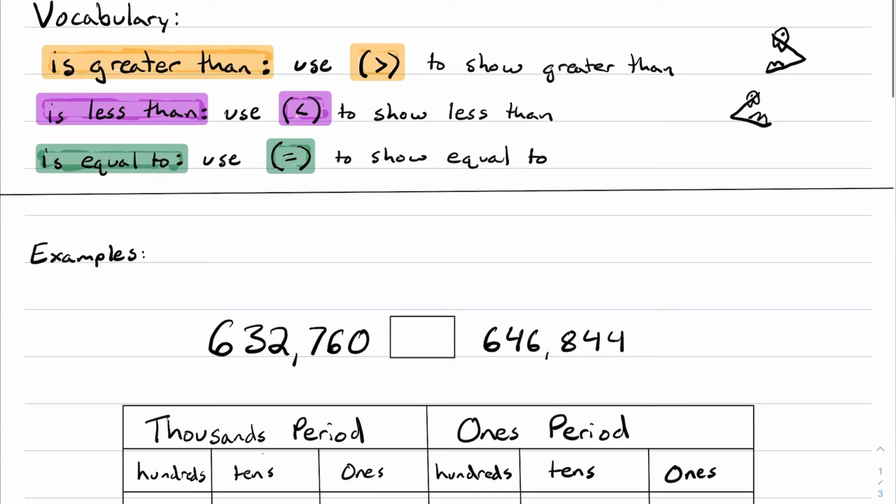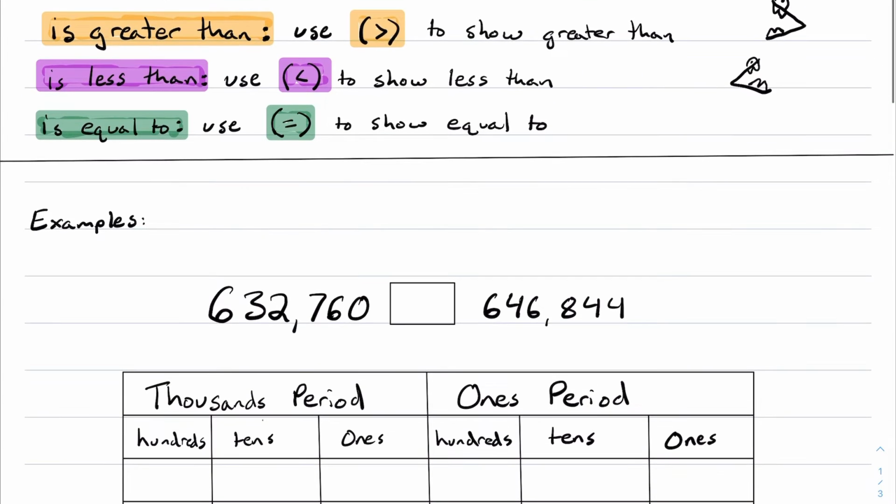So there's a few different ways that we can compare numbers. The first way, we can use a period table. So we have our ones period and our thousands period because we have a number that is in the 600,000s. So we have 632,760, and we have 646,844. And we're trying to compare those numbers and find which number is bigger.